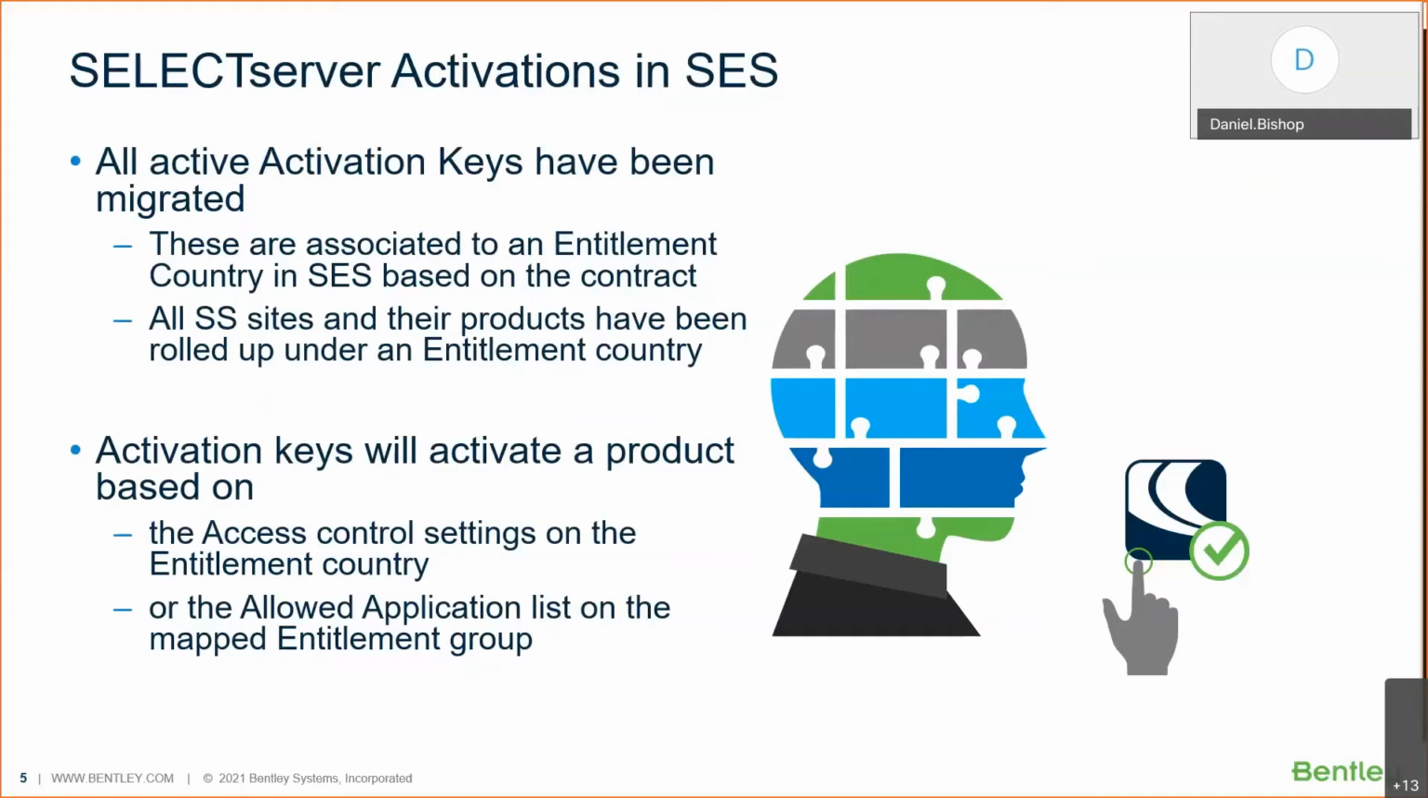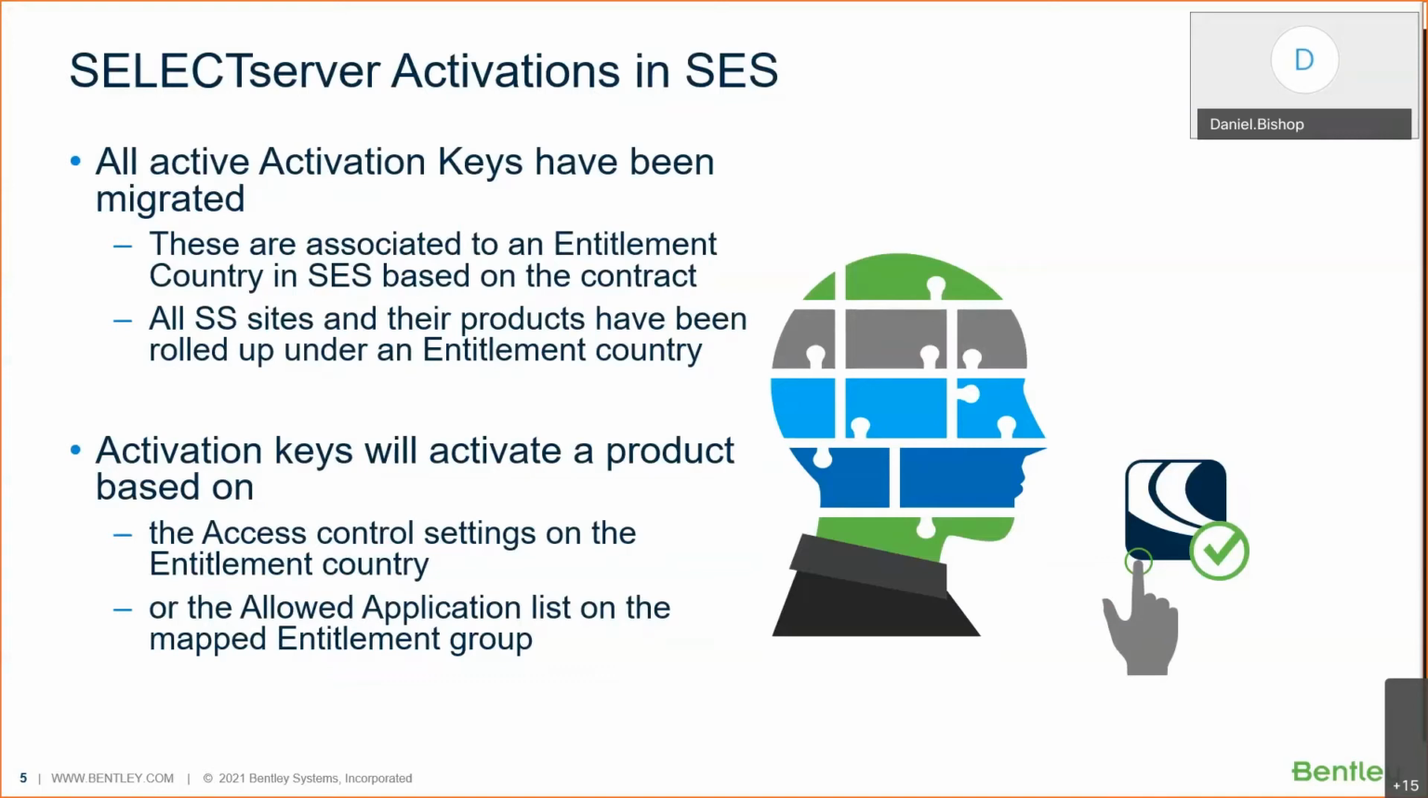The activations for activation keys will be based on the access controls that have been configured within Entitlement Management for the entitlement country that the key is mapped to. So if you have disabled access for one of our products, MicroStation for example, and someone tries to activate MicroStation using an activation key, that will fail. So those access controls within SES will be honored.